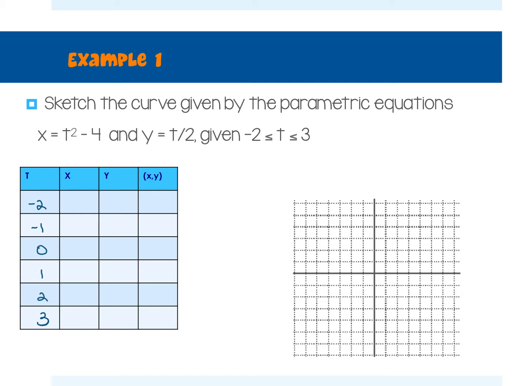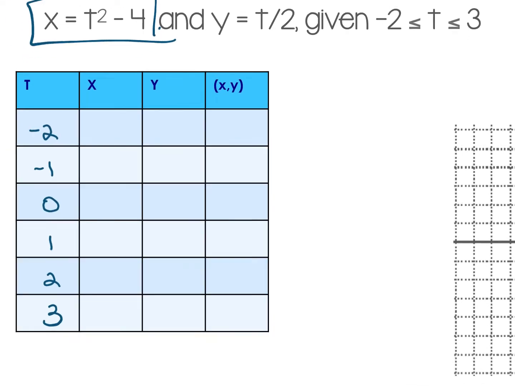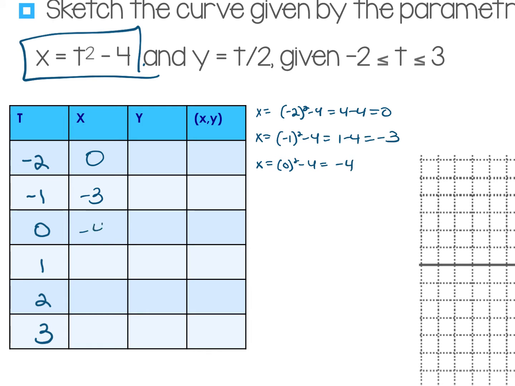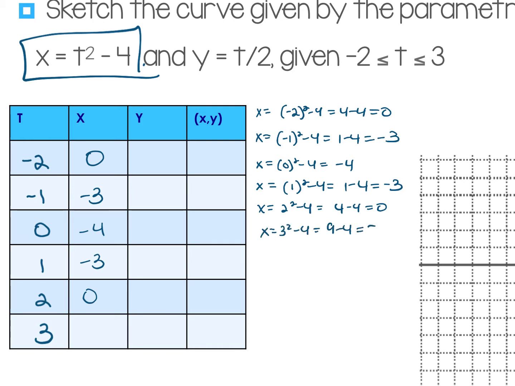All right, so now I'm going to start with the x, okay? I'm going to take that t and plug it into x. So x would equal negative 2 squared minus 4, which is 4 minus 4, or 0. X would equal negative 1 squared minus 4, which is 1 minus 4, which is negative 3. X would equal 0 squared minus 4, which is 0 minus 4, or negative 4. X would equal 1 squared minus 4, 1 minus 4, which is negative 3. X would equal 2 squared minus 4, 4 minus 4, which is 0. And x would equal 3 squared minus 4, 9 minus 4, which is 5.